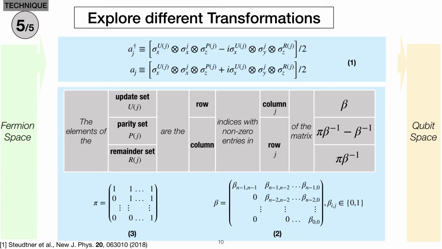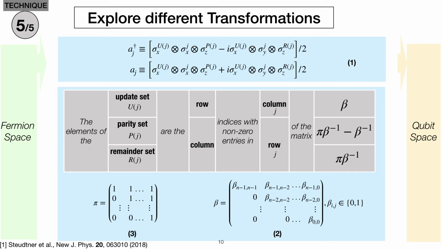A generalized transformation looks like equation 1. This expression requires applying sigma x on qubit indices defined in the set U and sigma z on qubit indices defined in the sets P and R. The elements of these sets can be obtained by constructing an invertible binary matrix beta, shown in equation 2. Each beta matrix, of which there are almost 2 to the n squared of them, corresponds to a new transformation. To create this convenient set of indices, we simply fold the gray box.